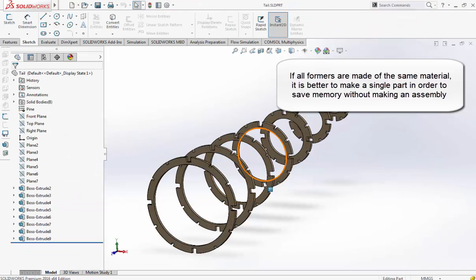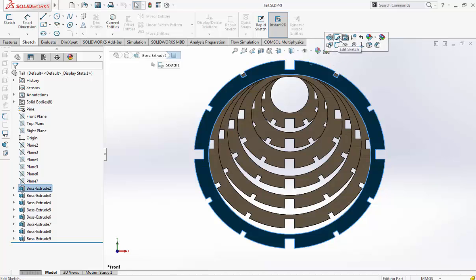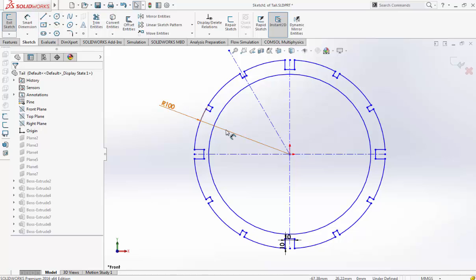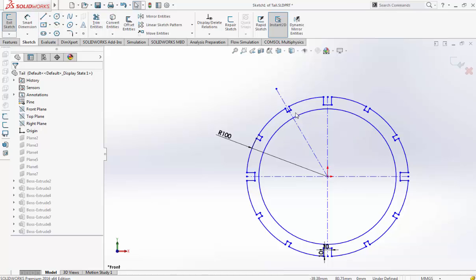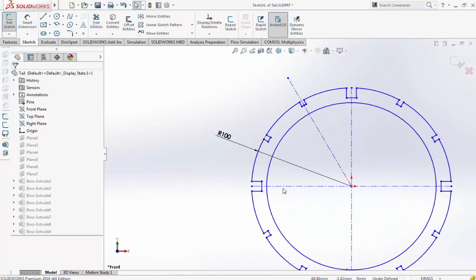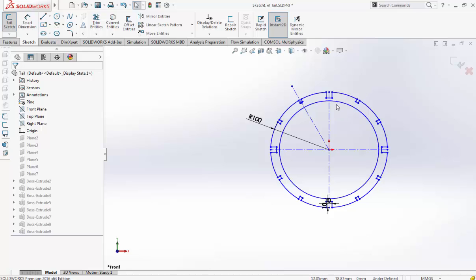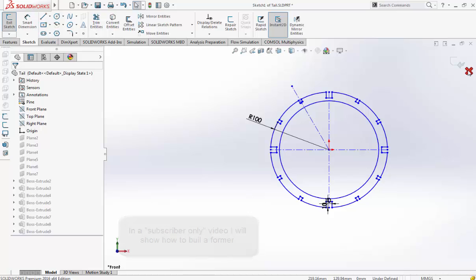So what you have to do first of all is to build your bulkhead, which in this case is 100 of the radius, and then you have to build all the slots for stringers and longerons. Since this is a circular pattern, you can use a circular sketch pattern in this way. I will show you one, and then you can apply this for all the parts.